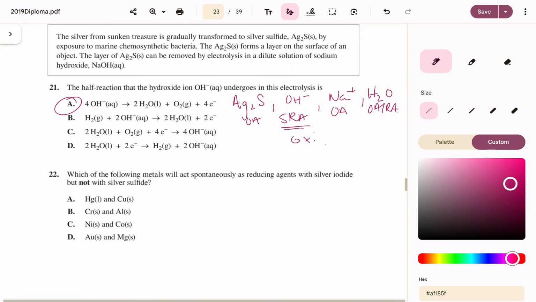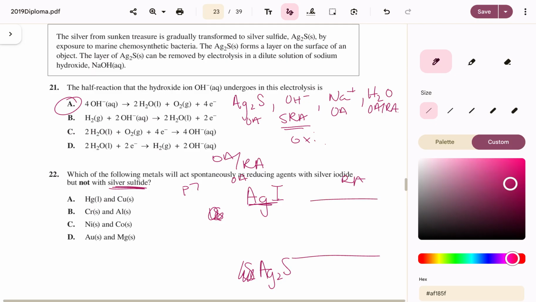And this next one, which of the following metals will act spontaneously? So I'm having trouble with my data booklet, but what you would see on page 7 is you would find silver iodide. So silver is Ag. Silver iodide is higher as an OA than silver sulfide, Ag2S. So when it's asking what can spontaneously act as a reducing agent with silver iodide, but not with silver sulfide, if it's a spontaneous reaction, your OA is above your RA. So we're looking for an RA that's between these two compounds.